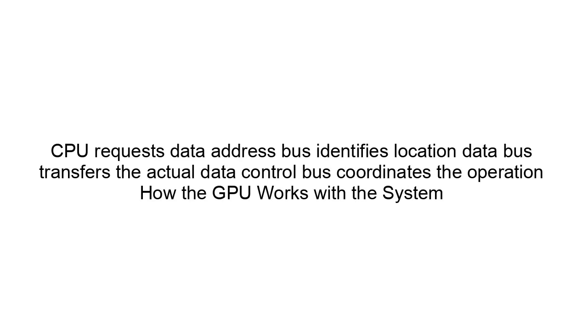These buses help components exchange information efficiently. For example, the CPU requests data from an address. The address bus identifies the location. The data bus transfers the actual data. The control bus coordinates the operation.